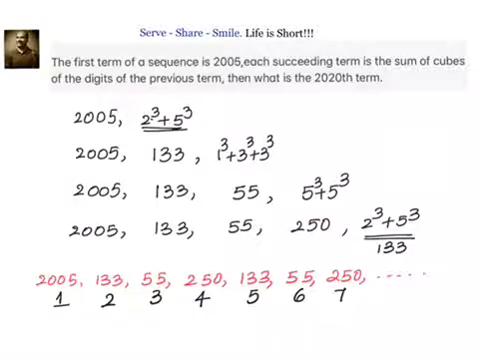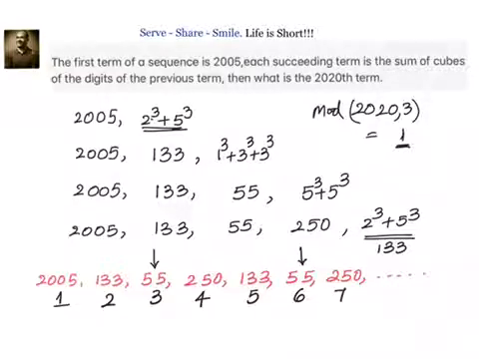We want to find out the 2020th term. Let's find out how we can write 2020 as a multiple of 3, or find the modulus of 2020 comma 3. That means if you divide 2020 by 3, what will be the remainder? The remainder will be equal to 1. That means all the 3's will go up to the value of 55, and I have to move by 1 extra, so that will be equal to 250. So the 2020th term value will be equal to 250.